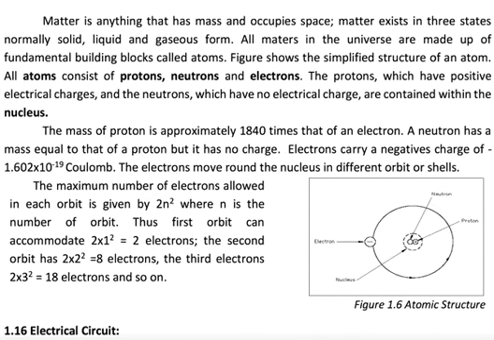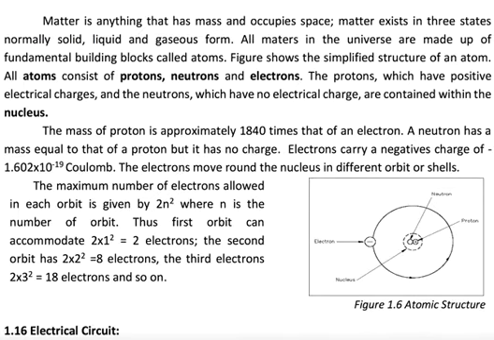The protons, which have positive electric charges, and the neutrons, which have no electric charge, are contained within the nucleus. Here this is the nucleus part, these two are here, and electrons are in the orbit. The mass of a proton is approximately 1840 times that of an electron, so the proton is heavier. A neutron has a mass equal to that of a proton, but it has no charge. Electrons carry a negative charge of 1.602 times 10 to the power minus 19 coulomb.